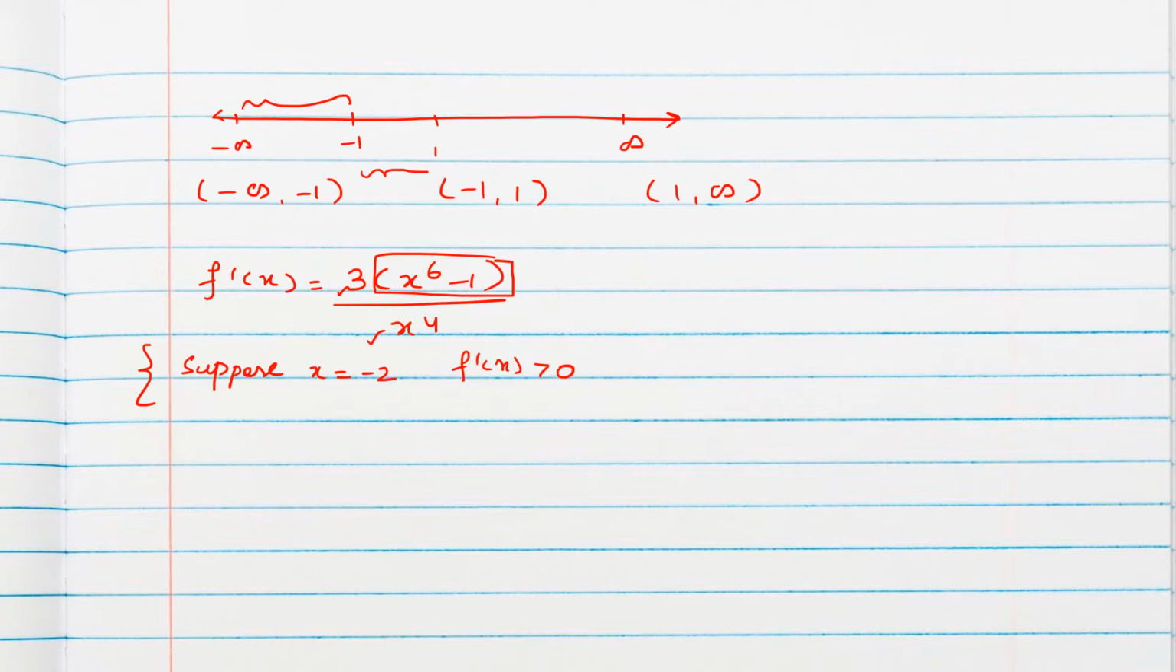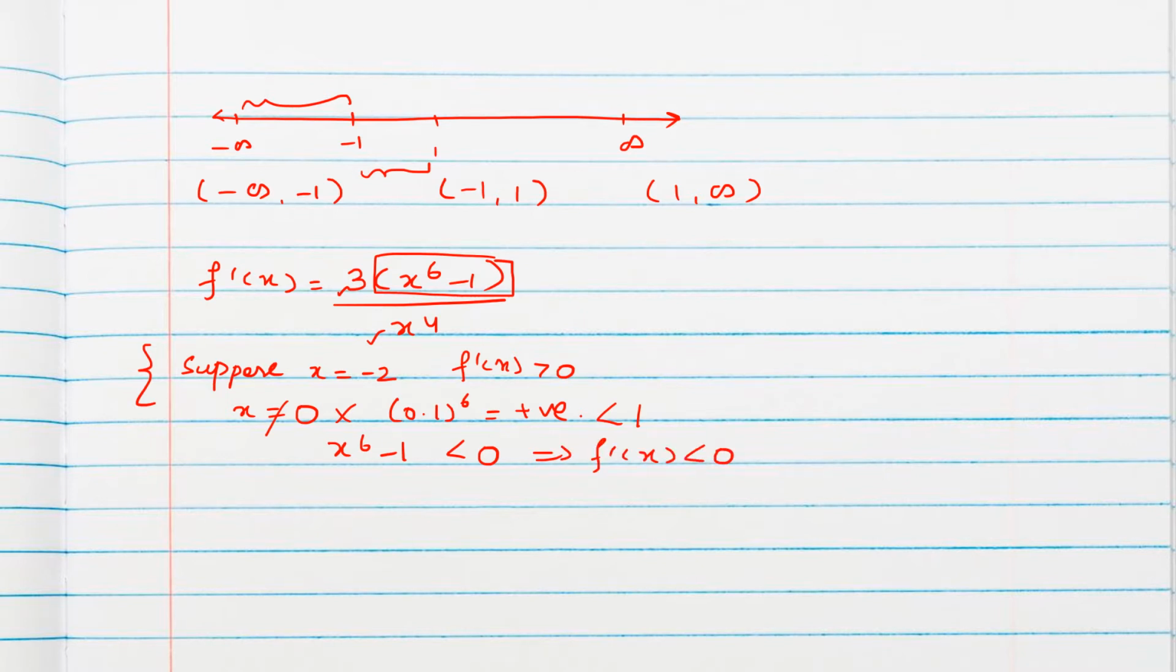Now consider any number from this interval, suppose 0. Don't substitute 0, because in the denominator x is raised to power 4 and in the condition also x is not equal to 0. Any other number we can substitute, suppose 0.1. So 0.1 power 6 will be a positive number, but it will be less than 1, so the subtraction will give a negative value. So x power 6 minus 1 will be negative, isn't it?